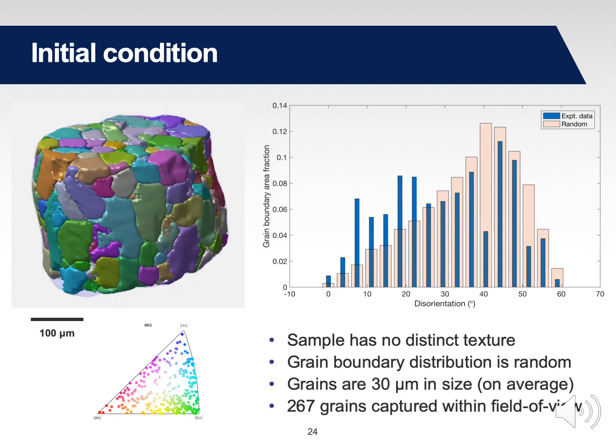Grains are about 30 micrometers in size on average, and we capture in the initial state 267 grains, which is truly state-of-the-art. I think in the literature prior to this study, the maximum number of grains that were captured in 3D was on the order of, or I should say around, 100. So this is very good news for us. It affords us very good statistics, as I will show you later on.